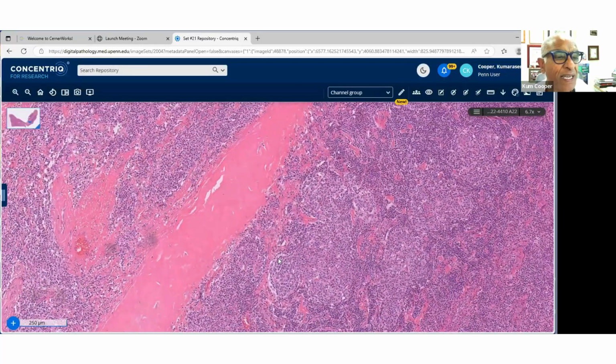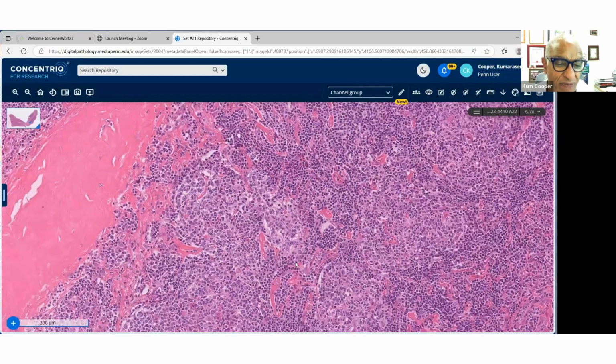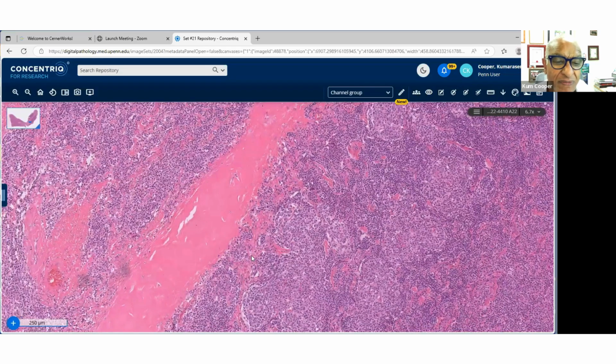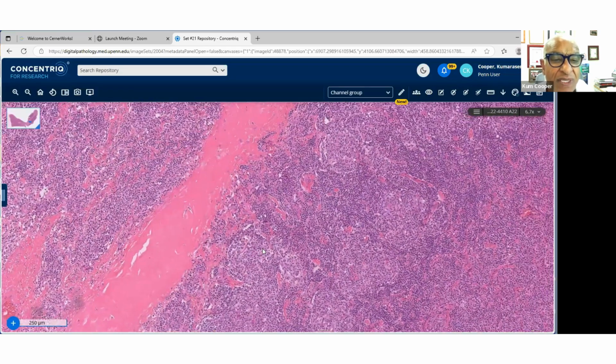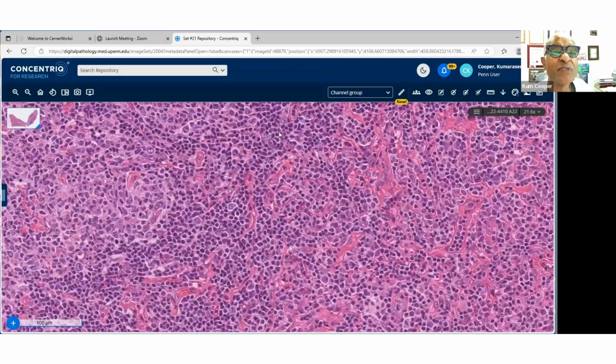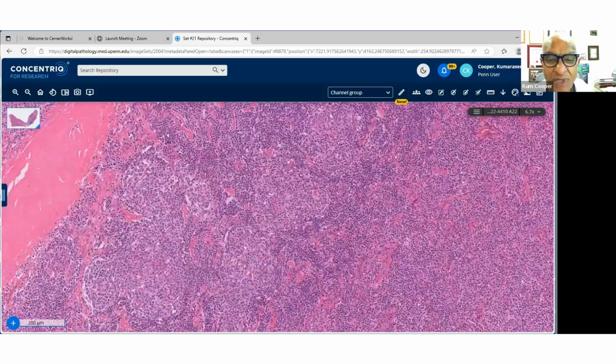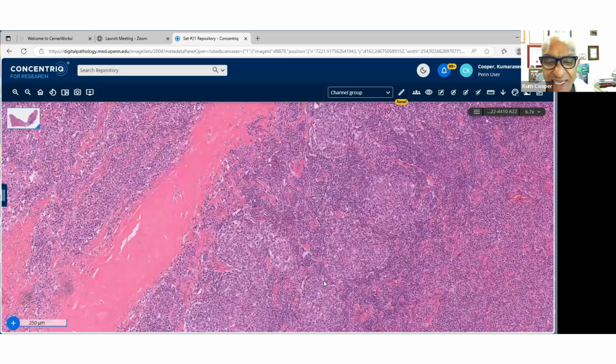And then the rings are there deliberately, and I'll come back to that in a second. Here you can see some inflammation, plasma cells.